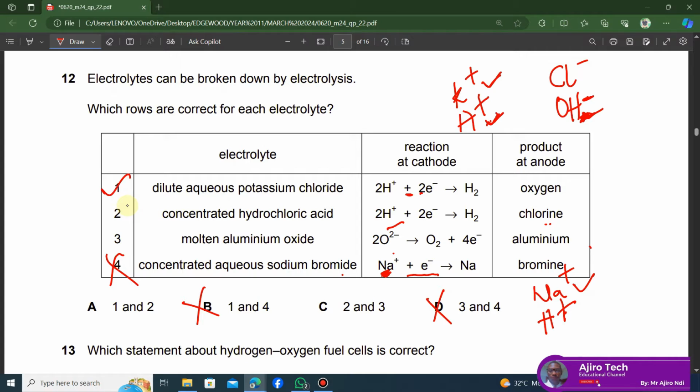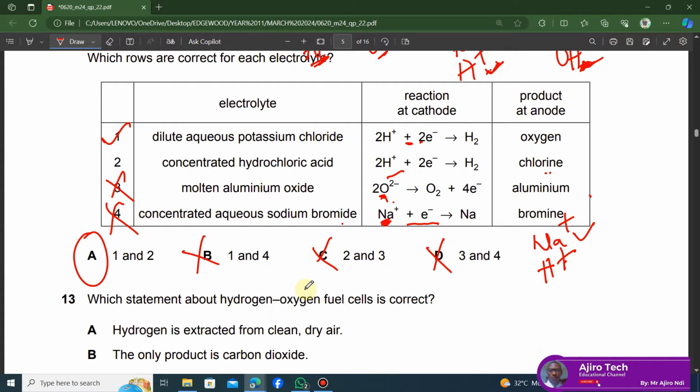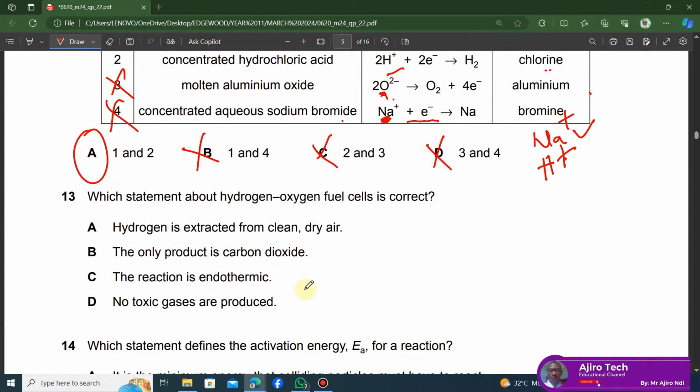So let's look at option 3, molten aluminum oxide. What should be at the cathode? For molten aluminum oxide, we are just left with aluminum ion and oxygen ion. So aluminum should go to the cathode, oxygen ion going to the anode. But in this case, the question is saying that oxygen is going to the cathode. So that's off as well. So anything having option 3 is off. So we are left with only one correct answer. So I want to use the elimination method as much as possible so that we can, as students, apply it in the exams to save time.